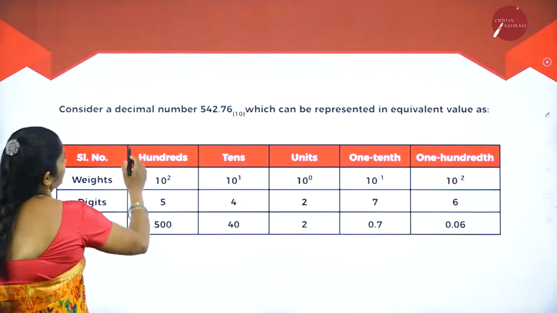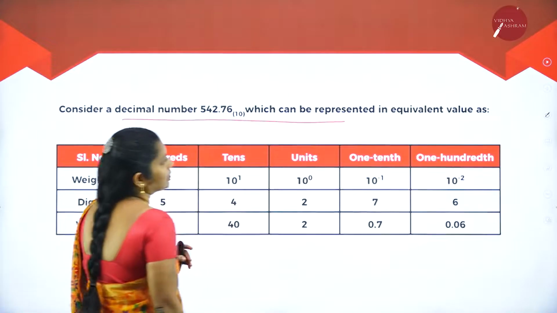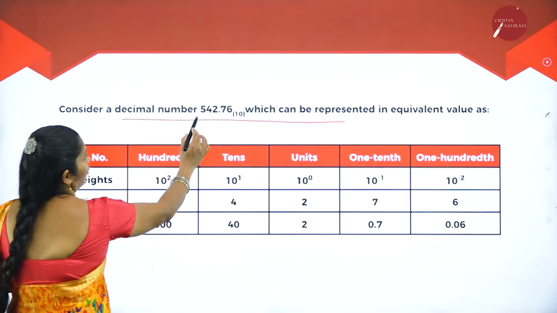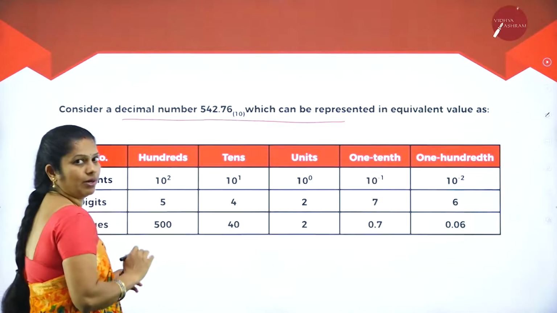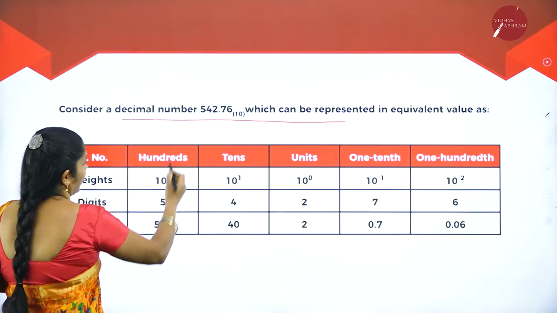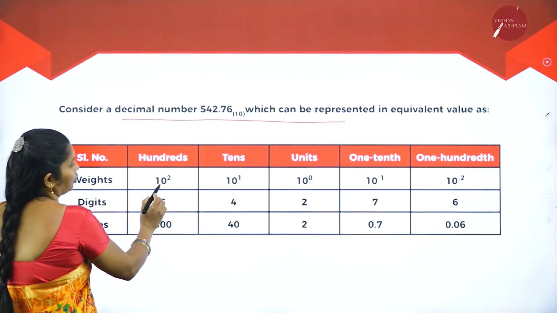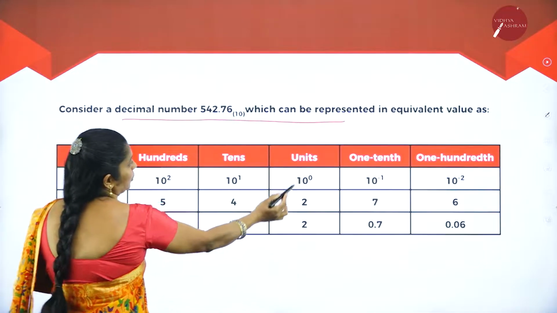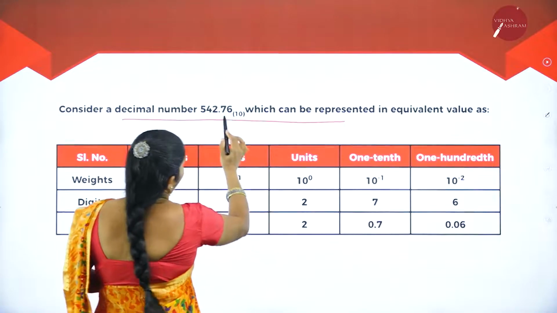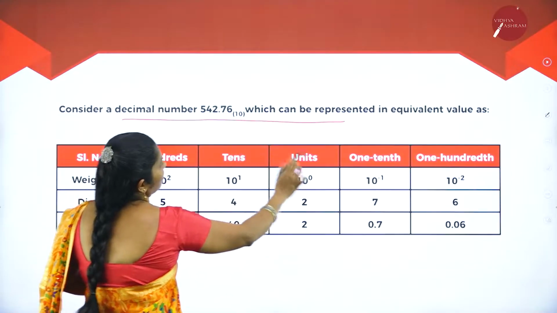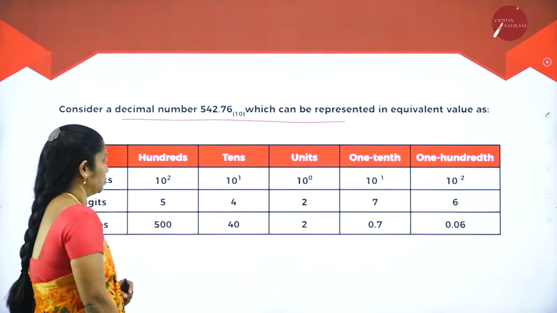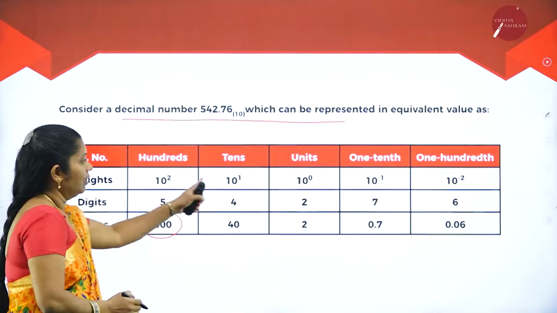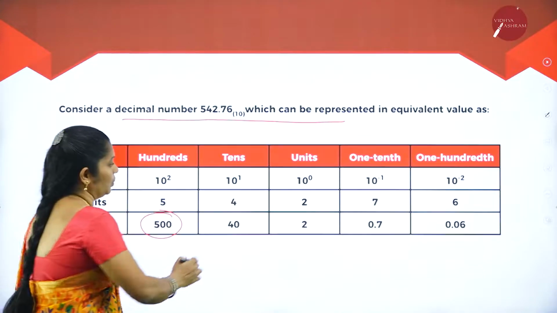Next, consider a decimal number which can be represented in equivalent values: 5, 4, 2, point, 7, 6. First I will write 5, whose weight is 10 to the power of 2. Then for 4, 10 to the power of 1. For 2, 10 to the power of 0. After the point, for 7, 10 to the power of minus 1, and for 6, 10 to the power of minus 2. Here 5 into 10 to the power of 2 is 500, and 10 to the power of 1 is 10, into 4 is 40.